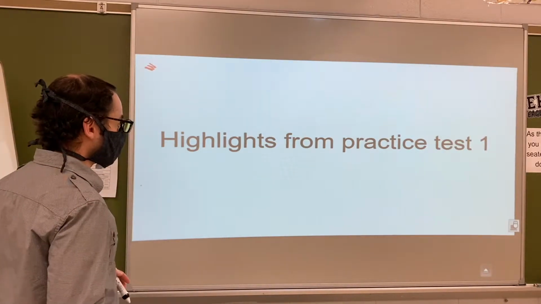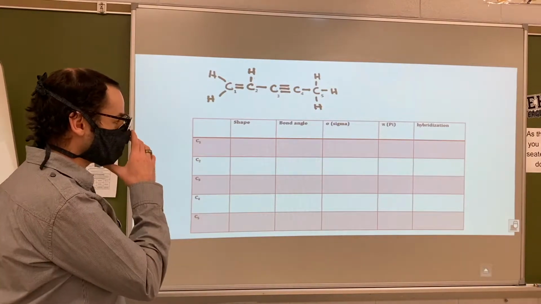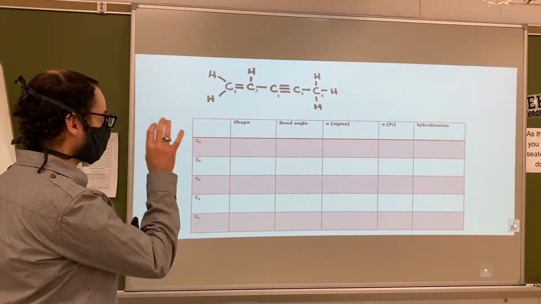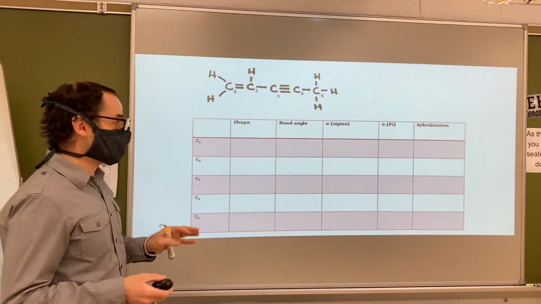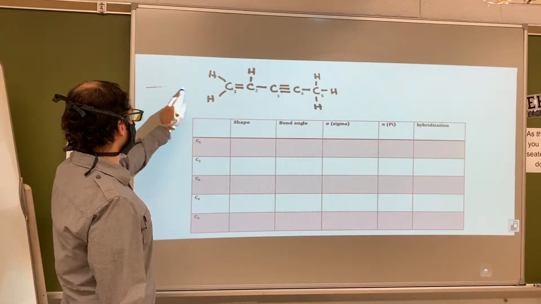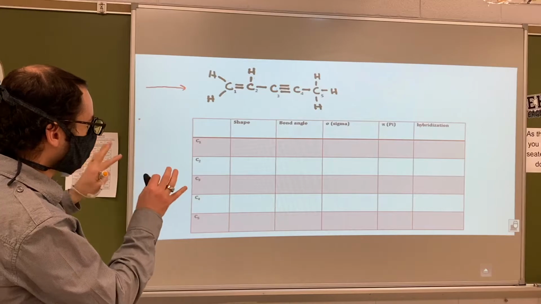All right, so highlights from practice test 1. This is the first problem. We haven't really gone over how to do this type of problem, but it's pretty simple once you understand what it's asking for. For example, I'm going to give you a molecule here, and then I'm going to ask you all about the molecule.